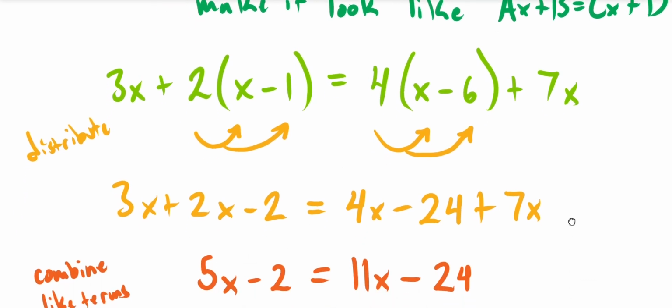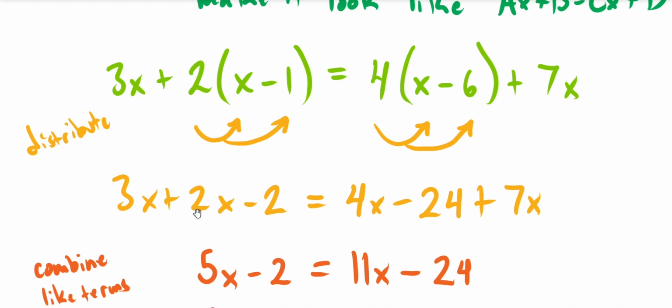Now we must combine like terms. We have a 2x and a 3x over here, that's 5x. We have a 4x and a 7x over here, that's 11x. And now it looks like ax plus b equals cx plus d. Now we're going to go the usual way of things.